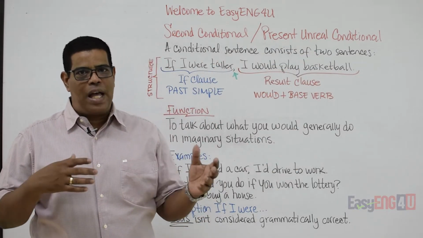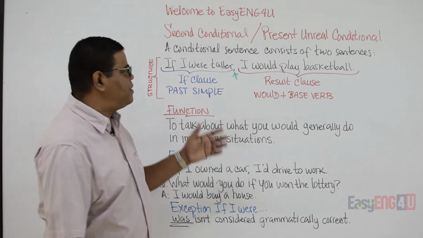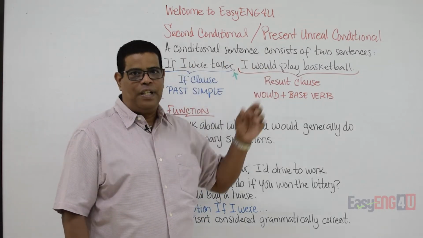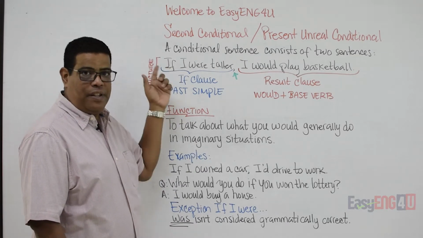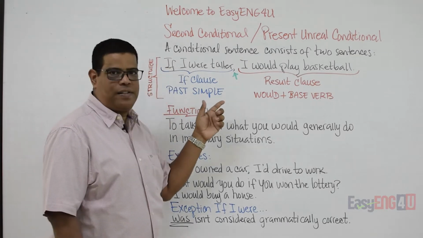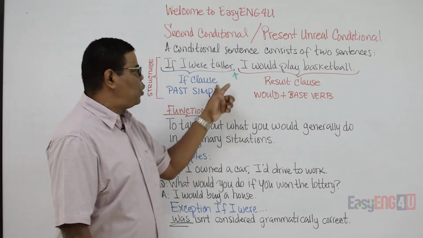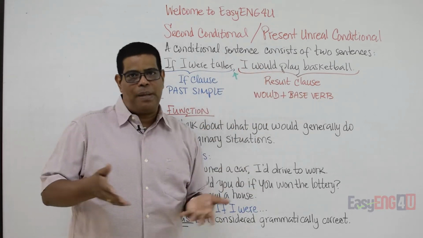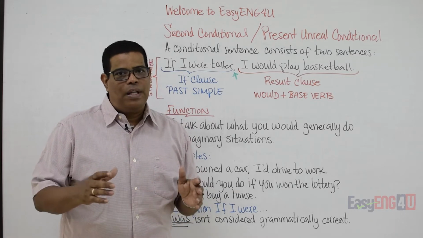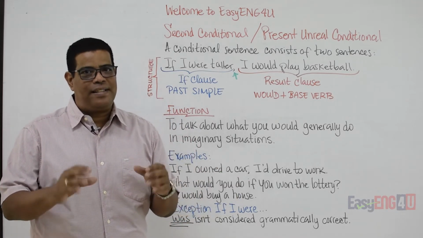Now, something that you have to remember about conditional sentences is that they consist of two sentences, okay? The first one, starting with if, is called the if clause. And the other sentence is called the result clause, the one beginning with, for example, I would.